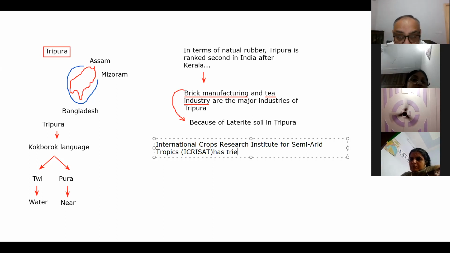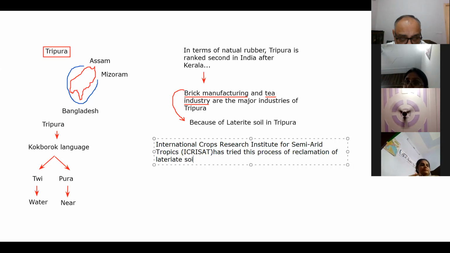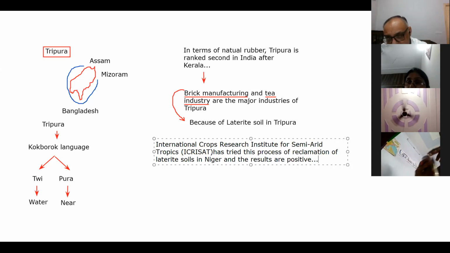Has tried this process of reclamation of laterite soils in Niger, and the results are positive. So this is about the bio reclamation of degraded lands, that how it can be bio reclaimed.